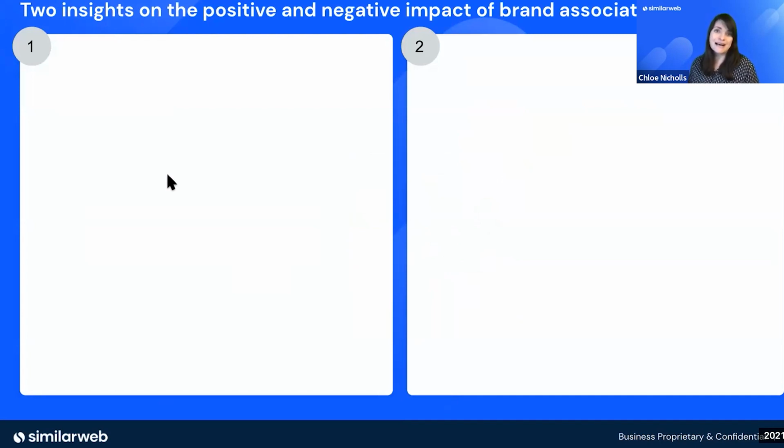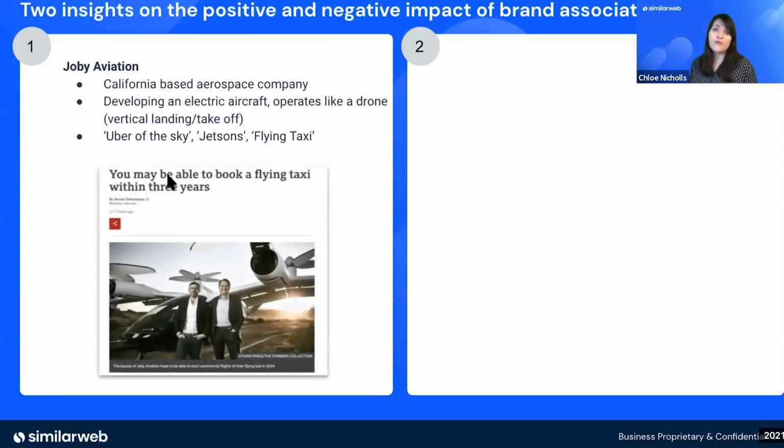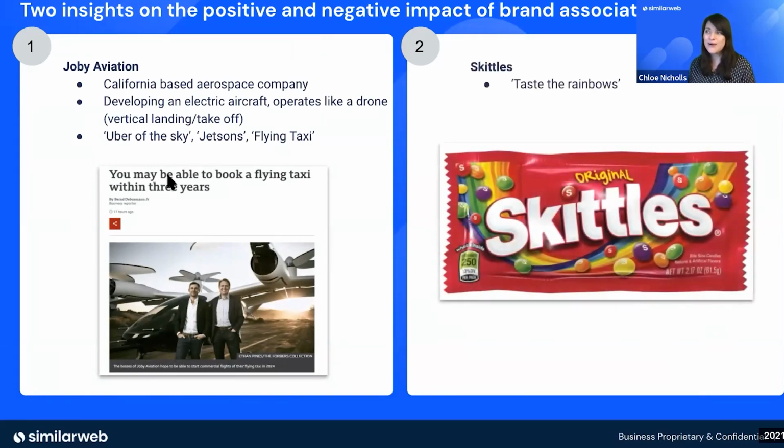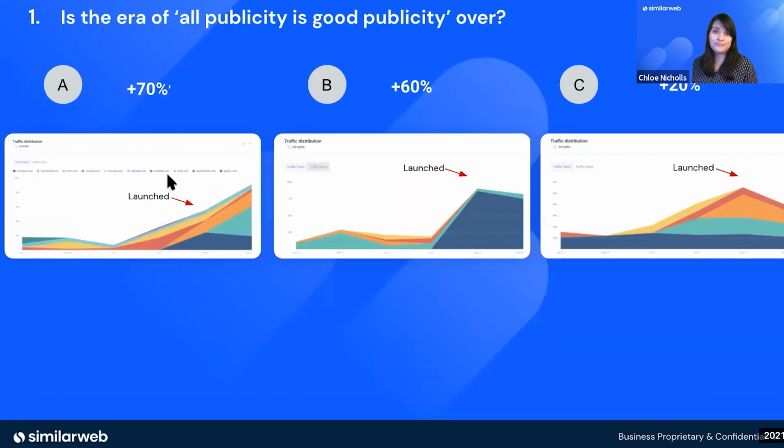So we have 2 examples today. Joby Aviation, a California-based aerospace company that has developed a new vertical takeoff and landing system. They're kind of known as the Uber of the Sky, the Jetsons, flying taxi. And then secondly, we've got Skittles, with the Taste the Rainbow tagline there. And I'm going to talk through both case studies and what we've seen in terms of brand perception.